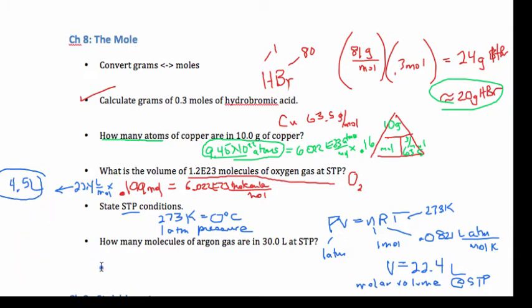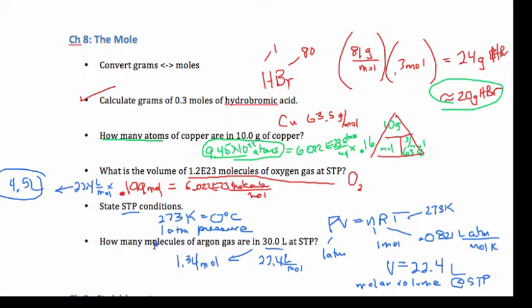Alright, so then this last question is the flip question. How many molecules of argon gas are in 30 liters? Alright, that 30 liters can be turned into moles by saying, well, there's 22.4 liters for 1 mole, and so I'm going to end up with slightly more than 1 mole. I have 1.34 moles here.